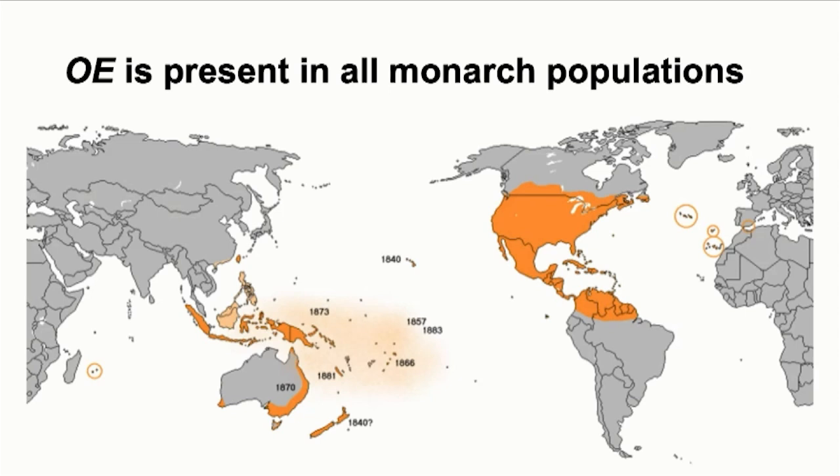And at some point in the 1800s, monarchs were introduced to Australia, New Zealand, Pacific Islands, and Bermuda. And again, in all of these places, OE is found. There's variation in the prevalence, or how many of those monarchs are infected. But for today's talk, I'm really going to be focusing on North American monarchs, those that migrate.